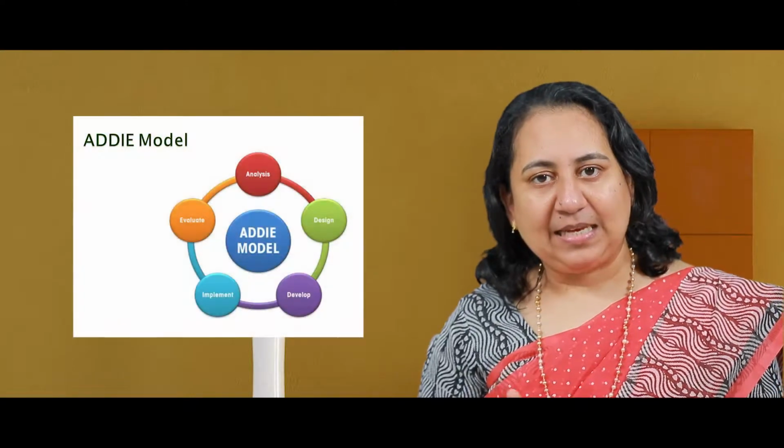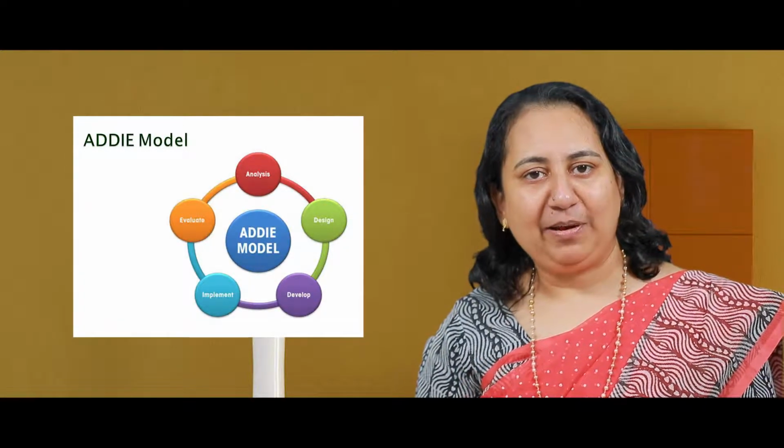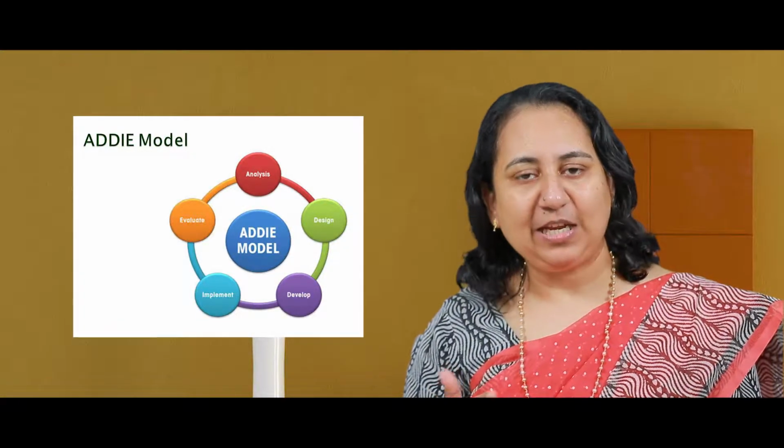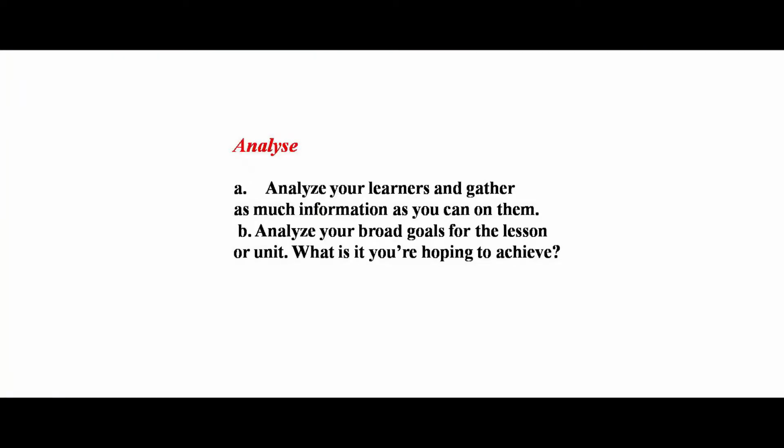What are the steps or phases in ADDIE model? Yes, analysis, design, development, implementation and evaluation. So we will discuss instructional designing for humanities and science teaching in the light of ADDIE model. First phase is analysis phase. The first phase, analysis, deals with 2 aspects.